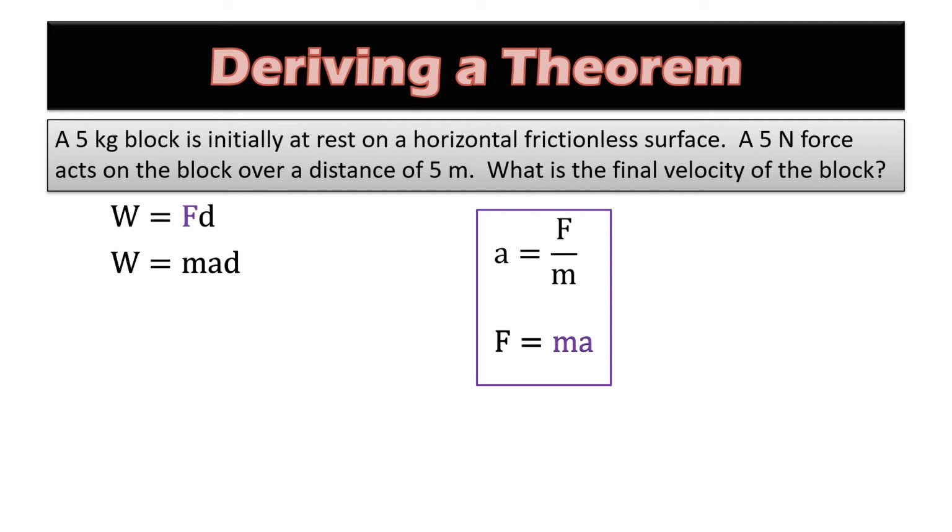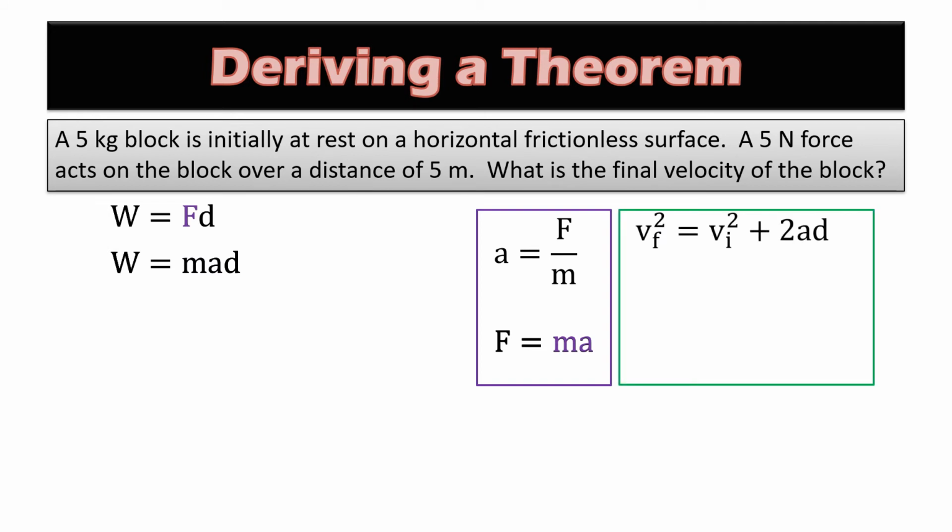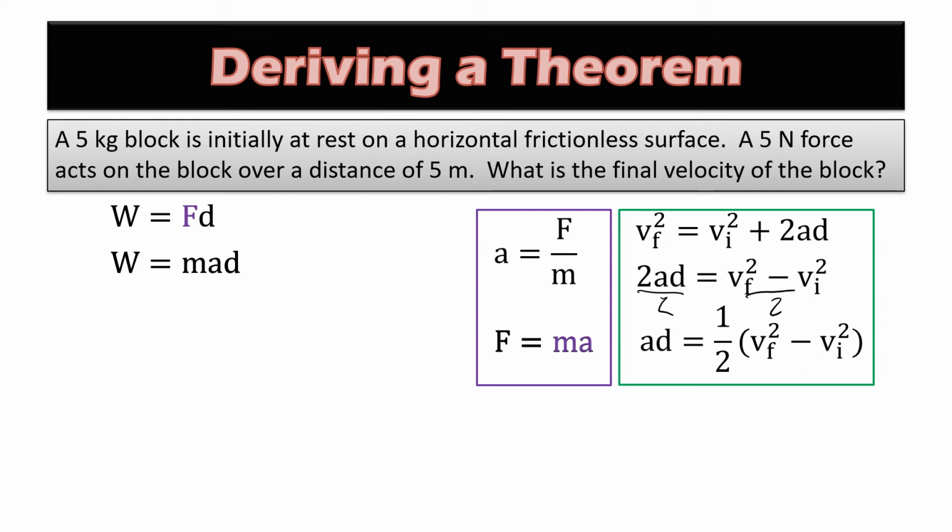So ad, where have we seen ad before? This is going to be a weird one, but it's the kinematic equation that we used in the Do Now. And if you solve for ad, what do you get? You get 1/2 (vf squared minus vi squared), because you divide both sides by 2. Dividing by 2 is the same as multiplying by 1/2.